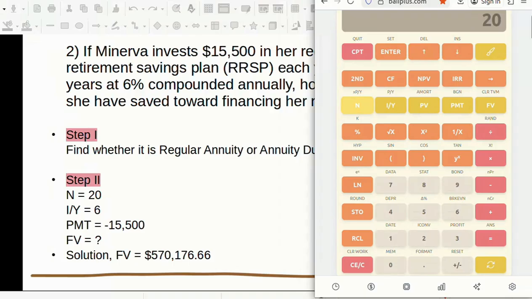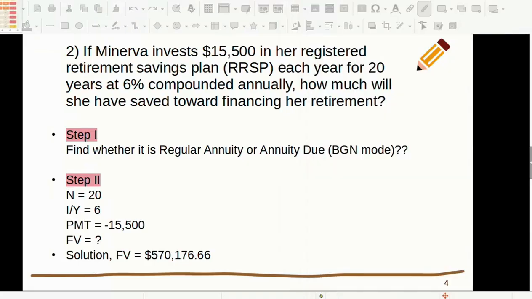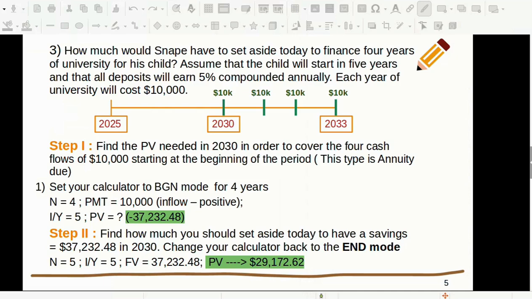20 is your N, 6 is your I/Y, minus 15,500 is your PMT. Compute the future value. Yes, the future value is $570,176.66.